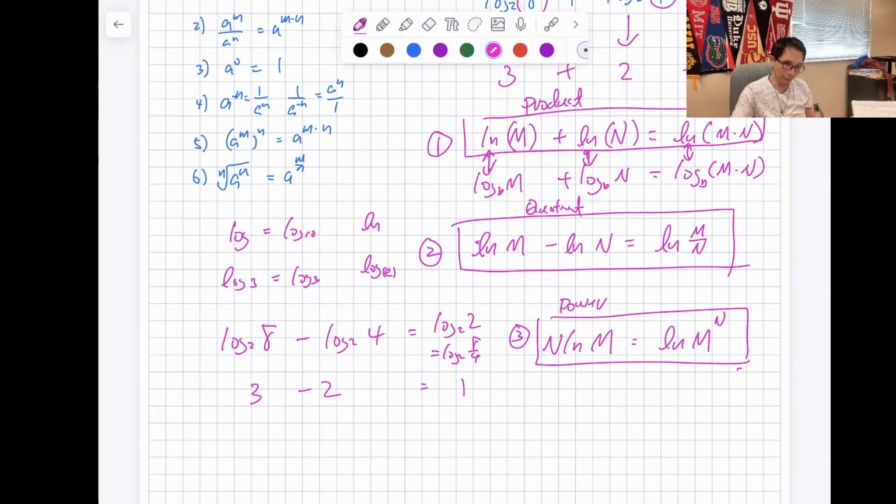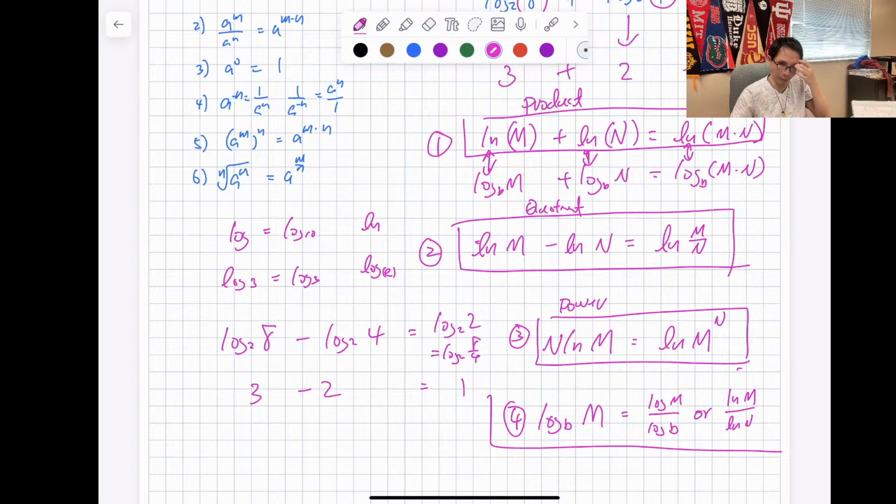All right. So the fourth rule is really, really weird. The fourth rule is a connection between logarithm and natural log. So if you have log base b of m, that's equal to log of m over log of b, or natural log of m over natural log of b. Now this is known as the changing base formula. Changing base.